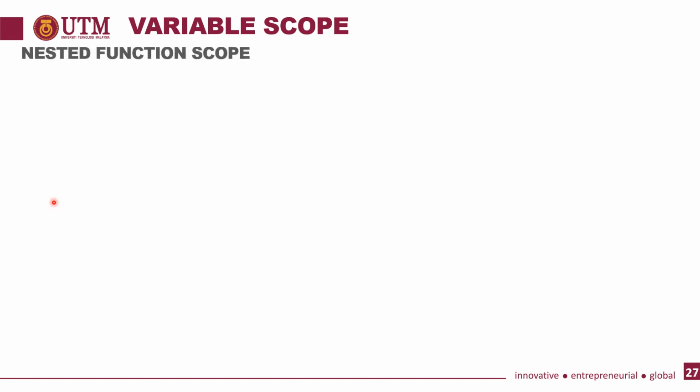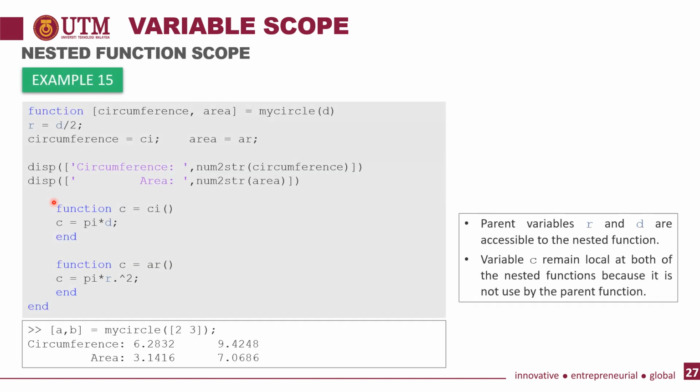The next one is nested function scope. Let's take a look at example 15. In this example, we initialize a function called myCircle with the input of d and outputs of circumference and area.